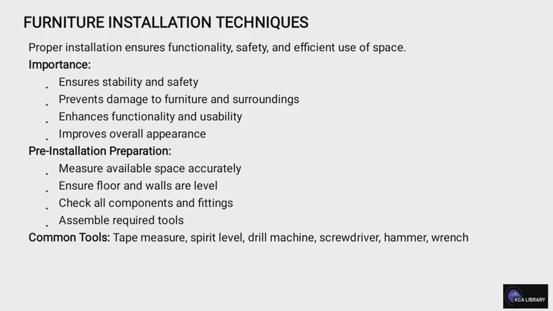And pre-installation preparation: what are the things that need to be put in place before installation? The first one is to measure available space accurately. You ensure floor and walls are well leveled, and also you check all components and fixings. And lastly, you assemble required tools. Common tools include tape measure, spirit level, drill machine, screwdriver, hammer, and wrench.